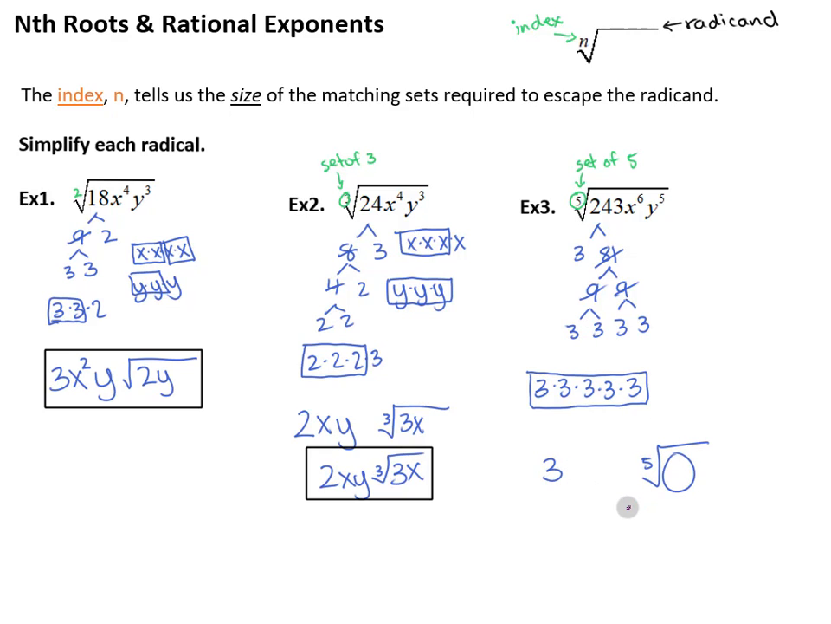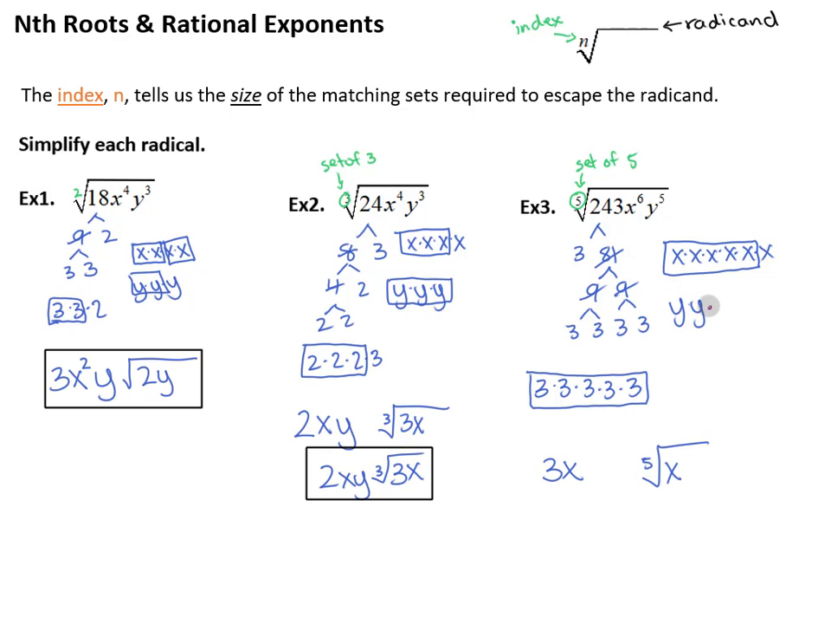And then we wouldn't have any integer left over. So next we look at our variables. X to the 6. Remember, there's 6 x's in here, and we're looking for sets of 5. So we can make one set of 5, bringing one x out from our set, and this guy left over stays inside of my fifth root.